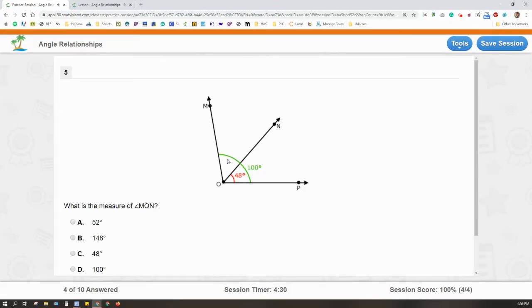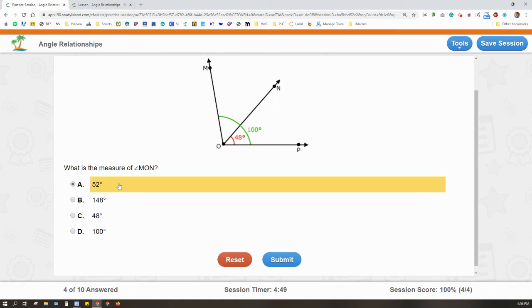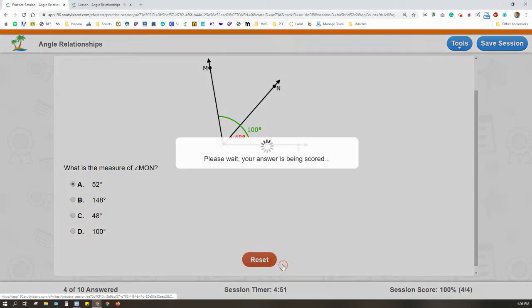Number 5, we've got a big angle here, 100. The little angle is 48. It's asking for the measure of angle MON, which is the missing angle. MON plus 48 has to be 100. What plus 48 equals 100? 52. 100 minus 48 is 52, so 52 plus 48 is 100.